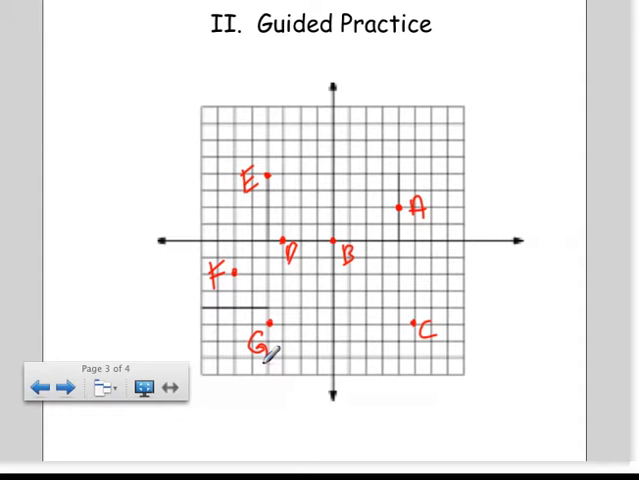Okay, you've tried to label them, so now it's time to check. This first one, A, is at 4 on my x-axis and at 2 on my y-axis, so it should have been 4, comma, 2. The second one, B, is actually right in the middle. It's at the origin. And the origin is right in the middle of both axes, which makes the point 0, comma, 0.